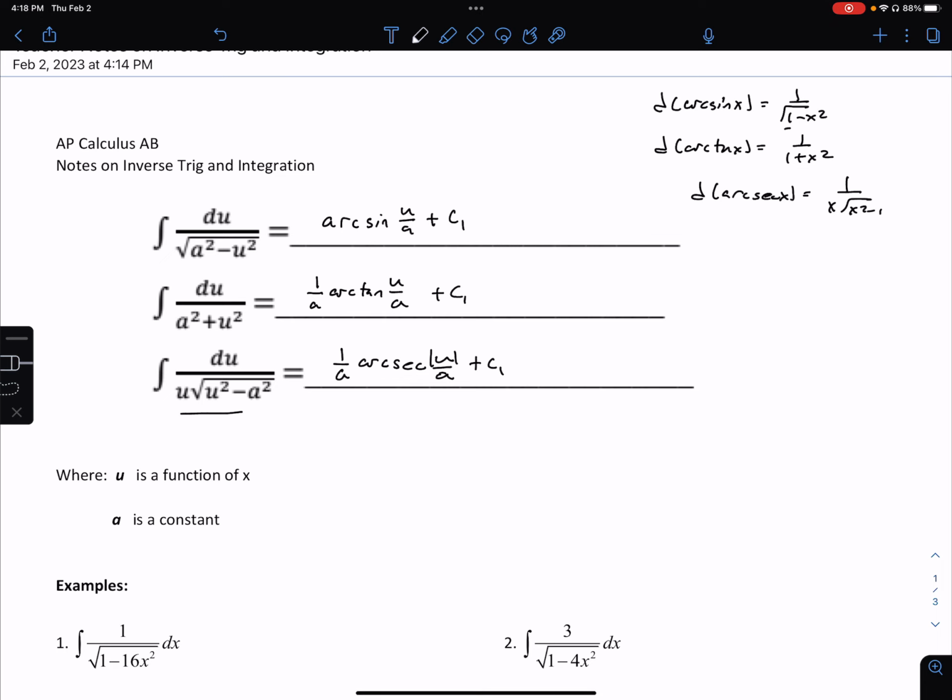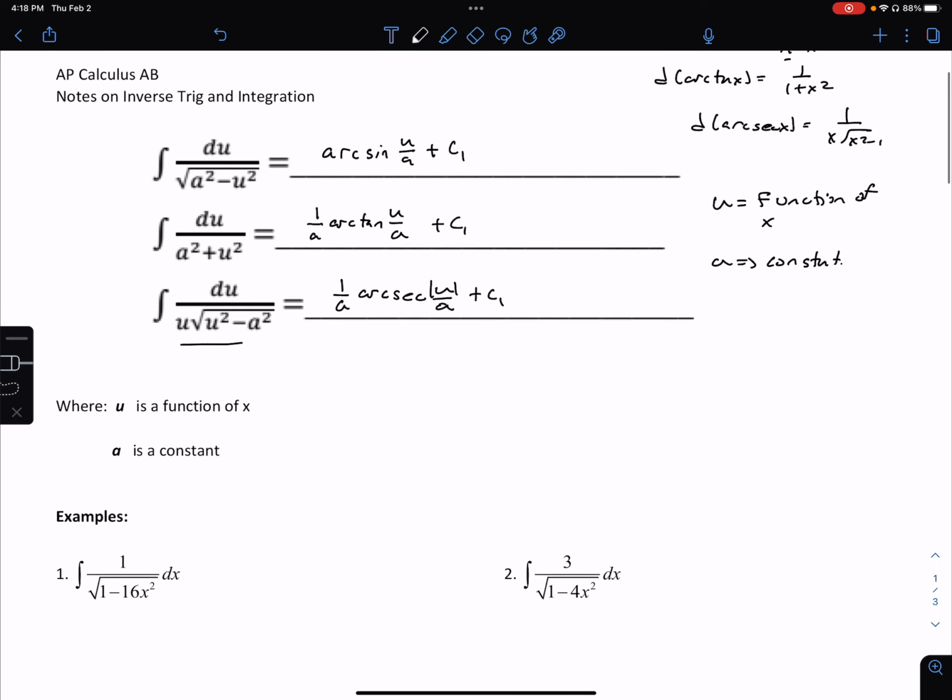So a couple things. One, u is always going to be a function of x, where a is going to be a number. It's going to be a constant. And these are actually pretty easy. Oh, look, I said that right down there, where u is a function of x and a is a constant. I should read my own notes sometimes.